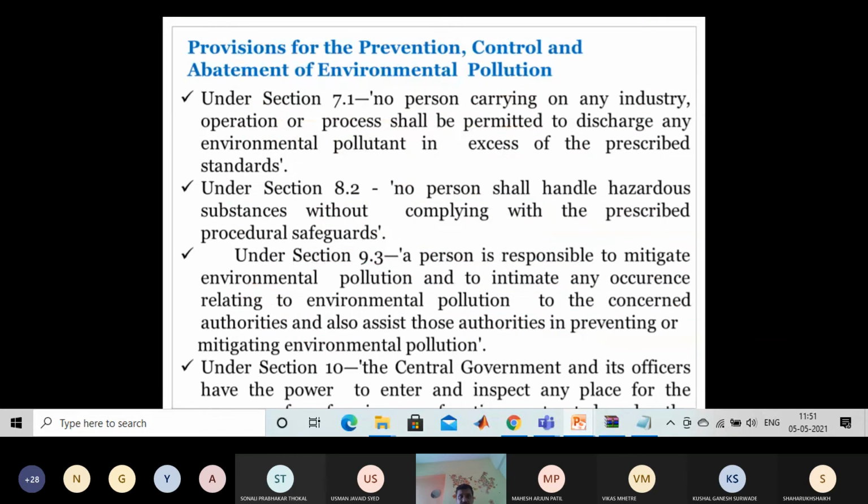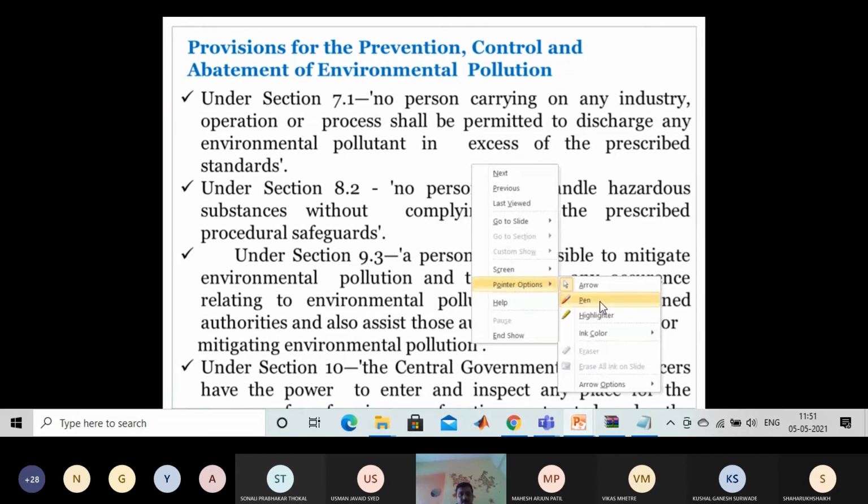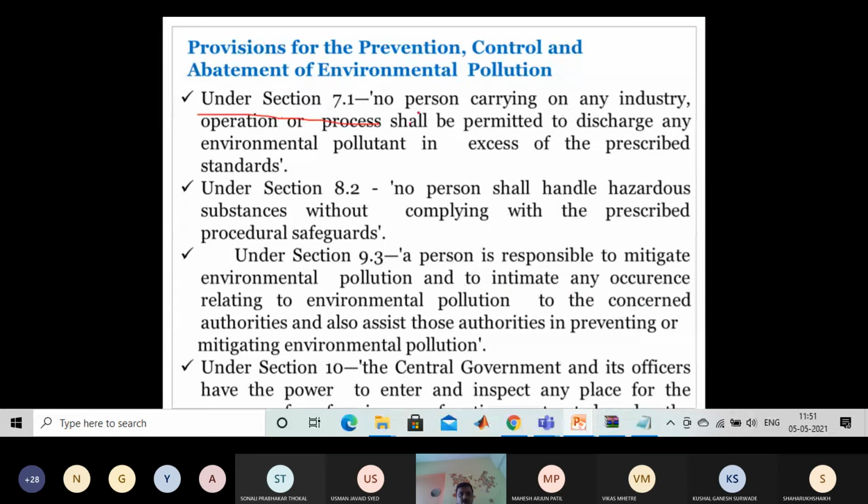Now, once you go through these general duties, next is the provision for prevention, control, and abatement of environmental pollution. What are the provisions to control environmental pollution under section 7.1? No person carrying on any industry, operation or process shall be permitted to discharge any environmental pollutant in excess of the prescribed limit. Means if the BOD is above 20, if the wastewater has BOD of more than 20, then that person or that industry cannot be permitted to discharge, in excess of the prescribed limit under section 8.2.